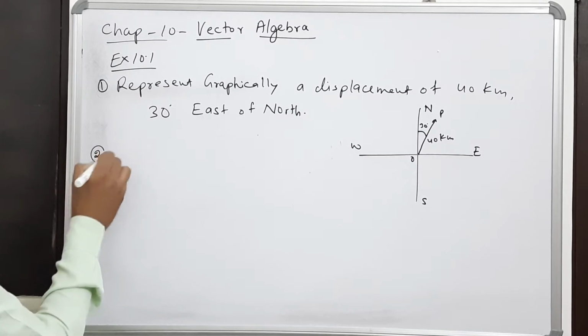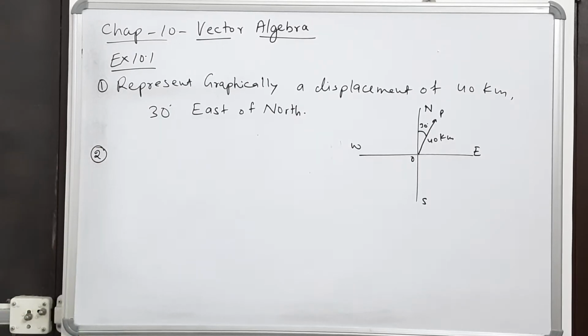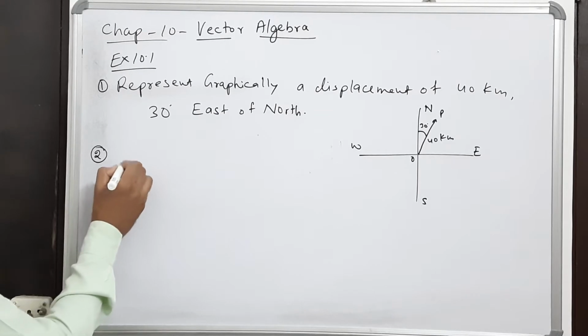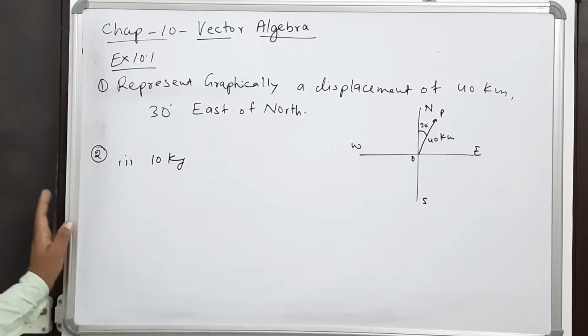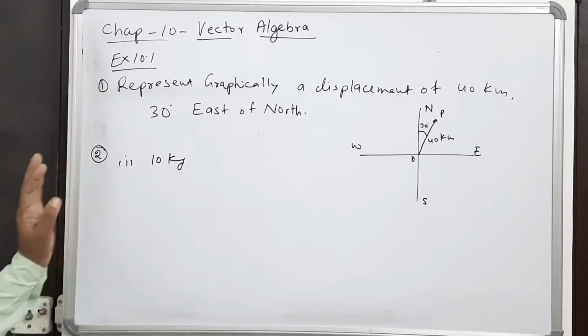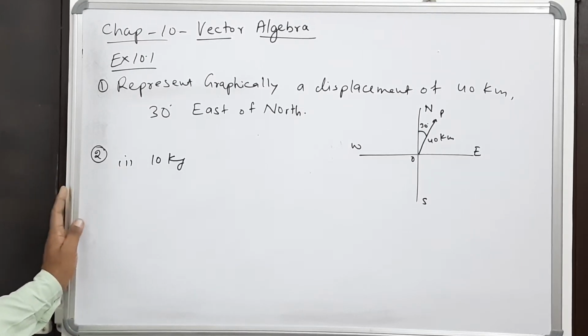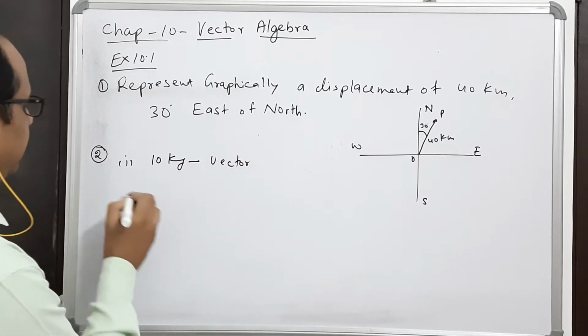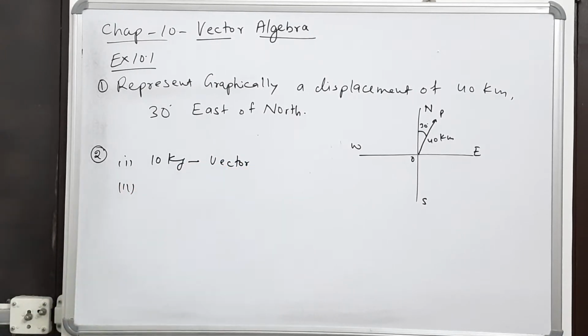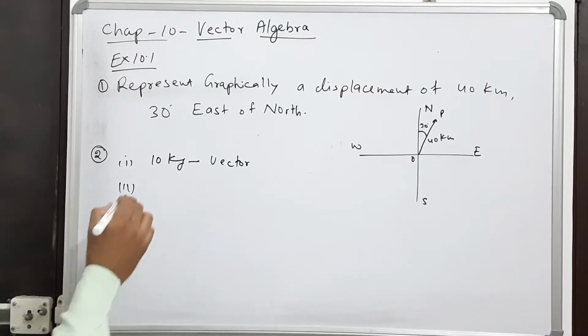Now the second problem is: classify the following measures as scalar quantity and vector quantity. So you see now, the first is 10 kg. Definitely you know 10 kg is the weight, and weight doesn't have any direction. So we can say the 10 kg is which quantity? It is scalar quantity.